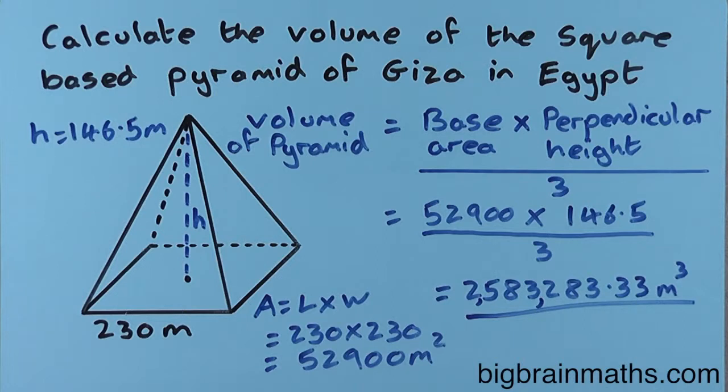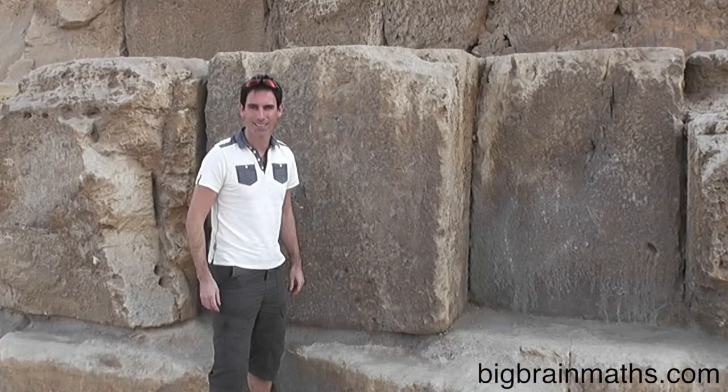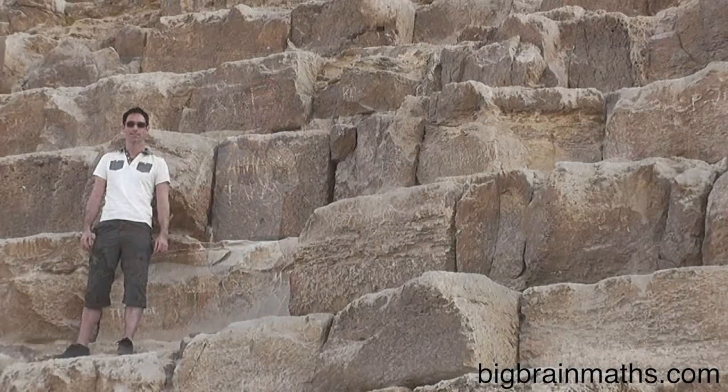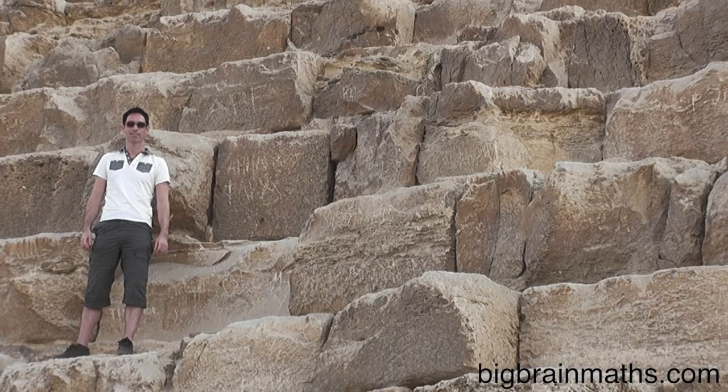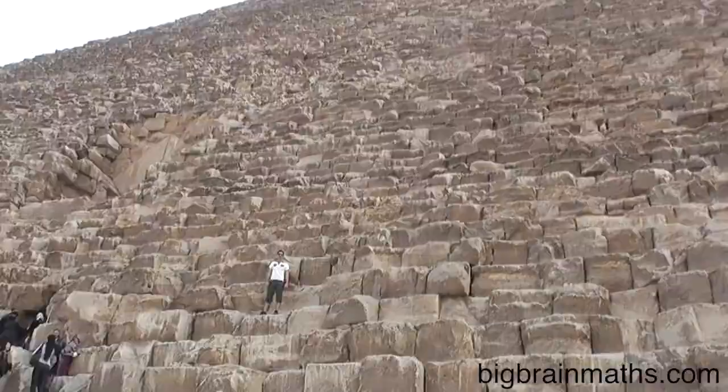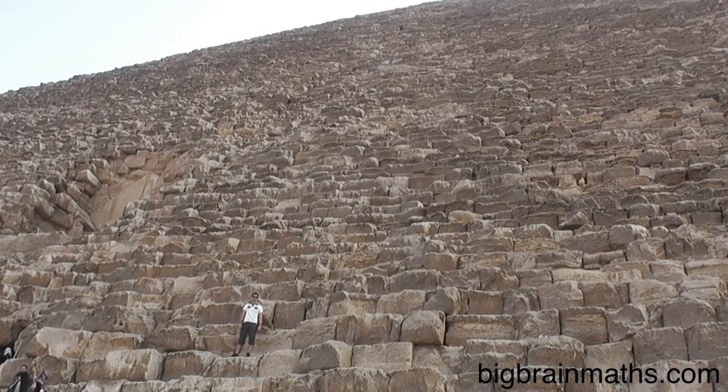2,583,283.33 meters cubed. This is a massive volume, and this answer actually means that the pyramids are made from over 2.5 million of these blocks of stone.